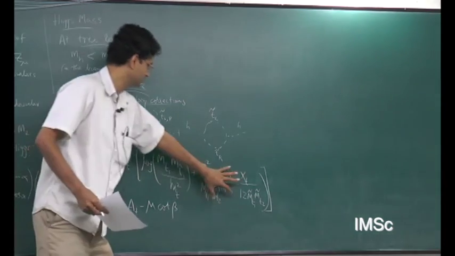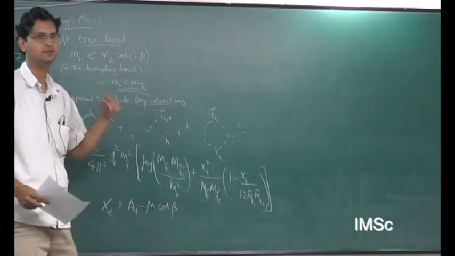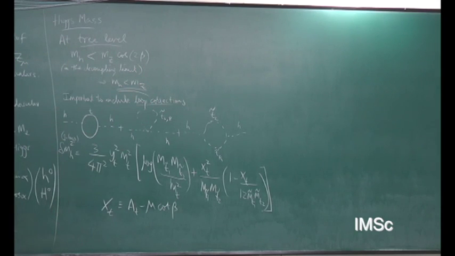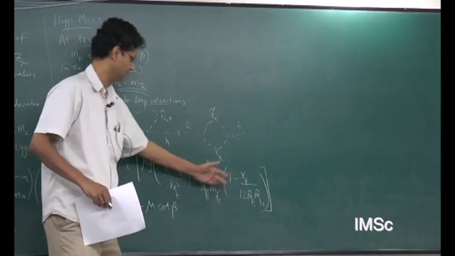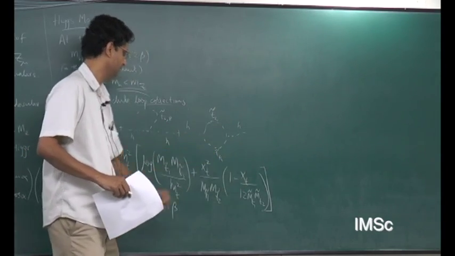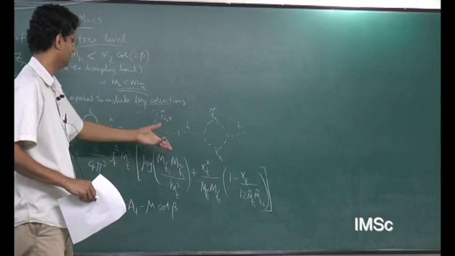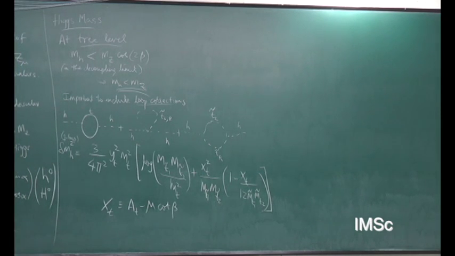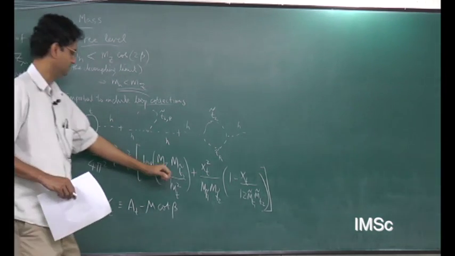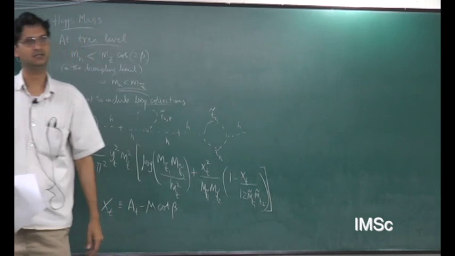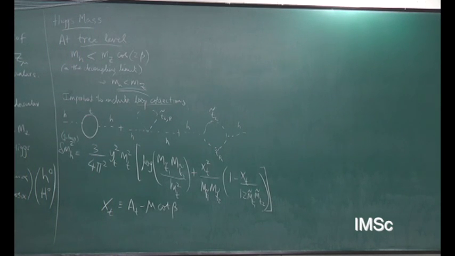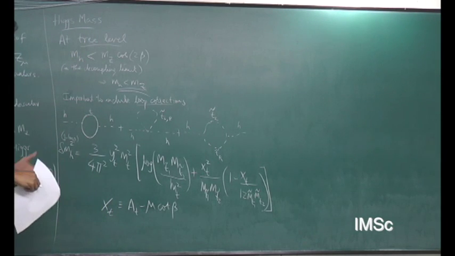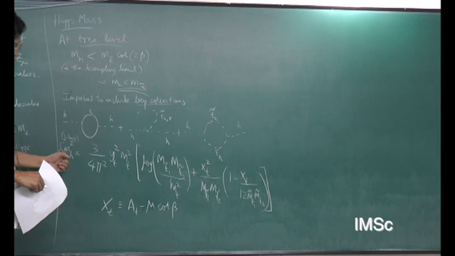This contribution is due to the mixing of the stop left and stop right. I will just write that next, but for now just take it that this is the mixing contribution. So the stop left and stop right are not mass eigenstates, they mix, as I will show next. And the stop 1 and stop 2 are the mass eigenstates. And so this is the one loop correction to the Higgs mass.